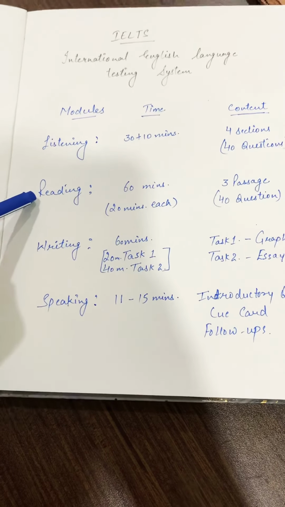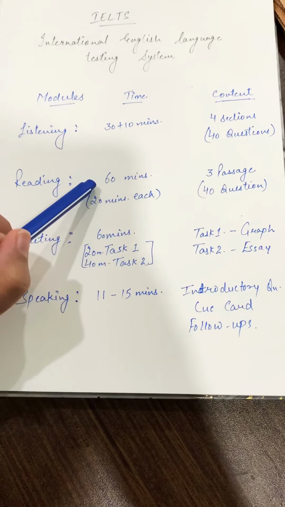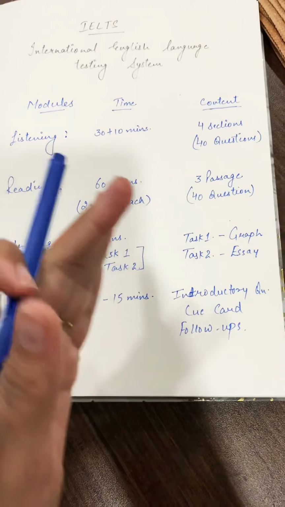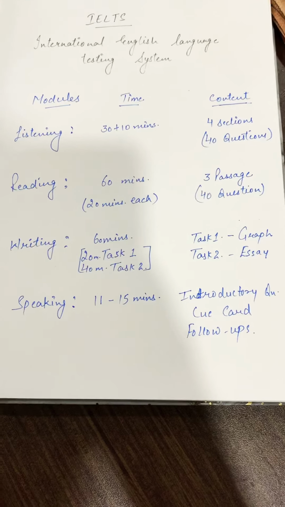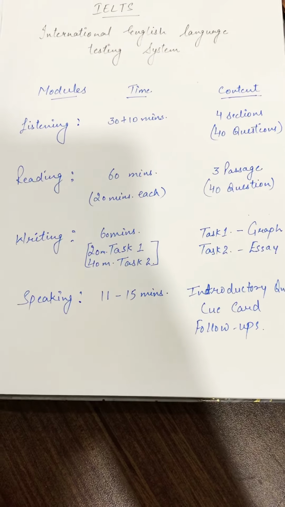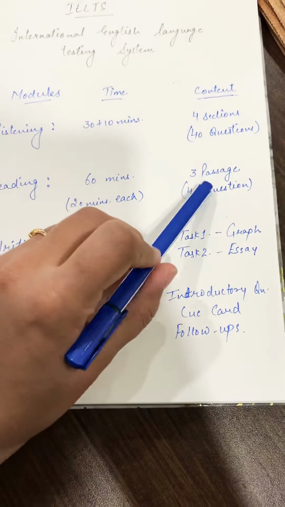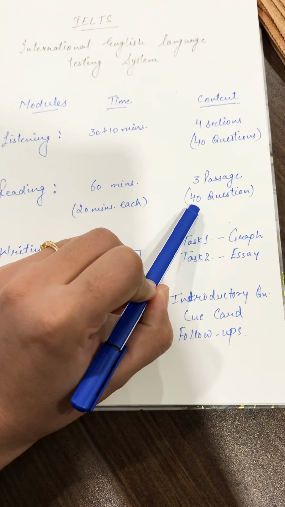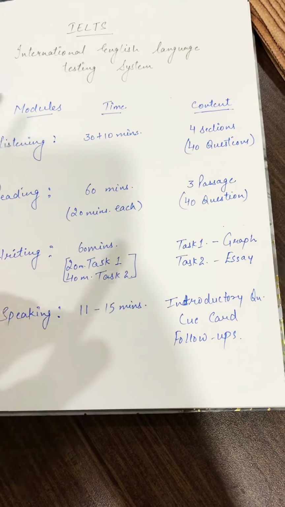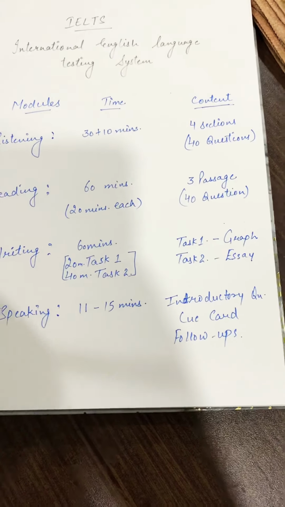So let's move towards the next module, that is reading. Reading is generally 60 minutes. In reading we have 3 passages, which are generally related to science or technology. Most of the topics are related to science and technology. For the 3 passages we have 40 questions, and these 60 minutes can be divided as 20 minutes for each passage. It can help to manage your time.